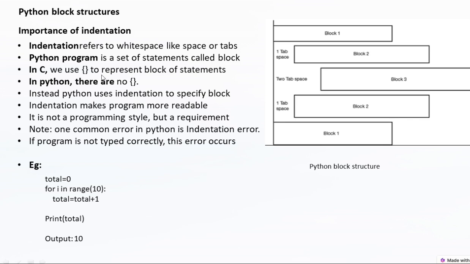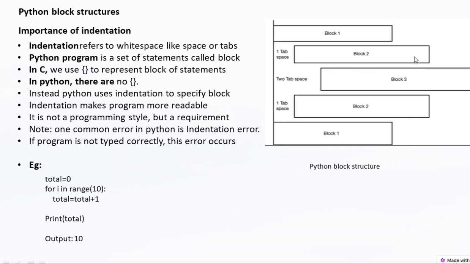Okay, so in C we use curly braces to represent the block of statements, but in Python we do not have these curly brackets. We use the indentation style of coding in Python. So the set of statements, we call it a block. If you see this diagram, if we have block 1, that means I have some set of statements which are over here.